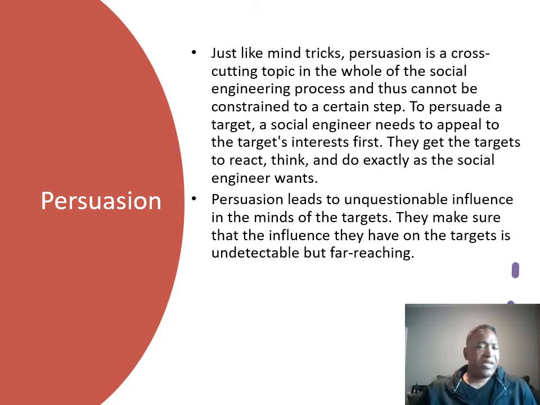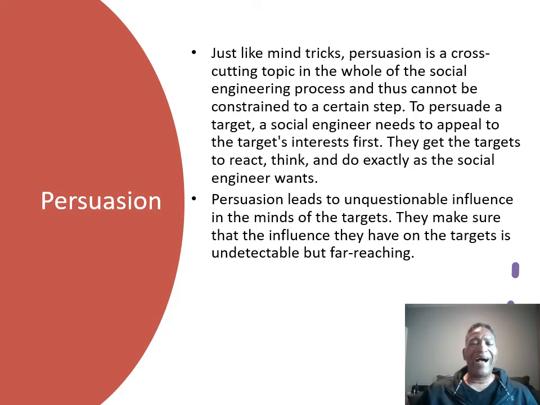Next is persuasion. Just like in mind tricks, persuasion is a cross-cutting topic. And with persuasion, it can't be constrained to any of the steps per se. It is sort of a way of being. So to persuade a target, a social engineer needs to appeal to the target's interests. They get the target to react or think or do exactly as the social engineer wants.